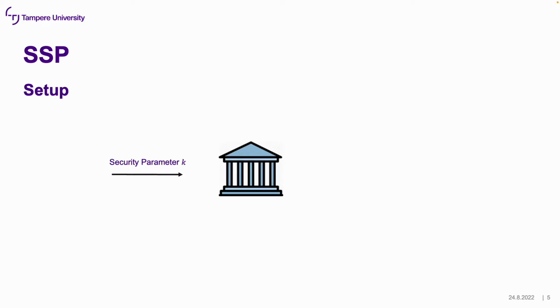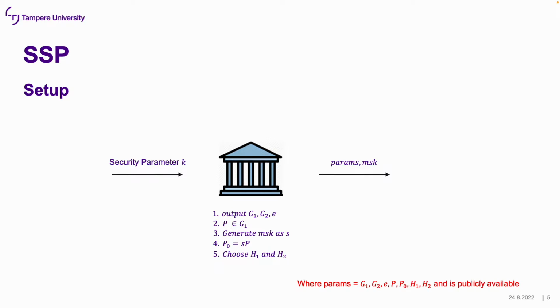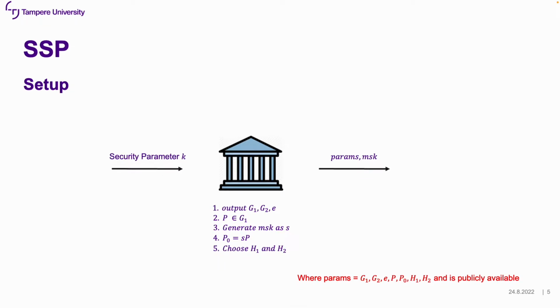So we have the setup algorithm, which is the same as what we had in CL-PKC. Basically, you have the KGC taking as input a security parameter, generating a set of parameters G1, G2, and E, computing P, computing the MSK as S, and then computing P0, which is its public key. After that, the KGC chooses 2 hash functions, H1 and H2, and then publishes the parameters and keeps the MSK secret. The parameters basically are G1, G2, E, P, P0, H1, and H2. And like I mentioned, they're publicly available.